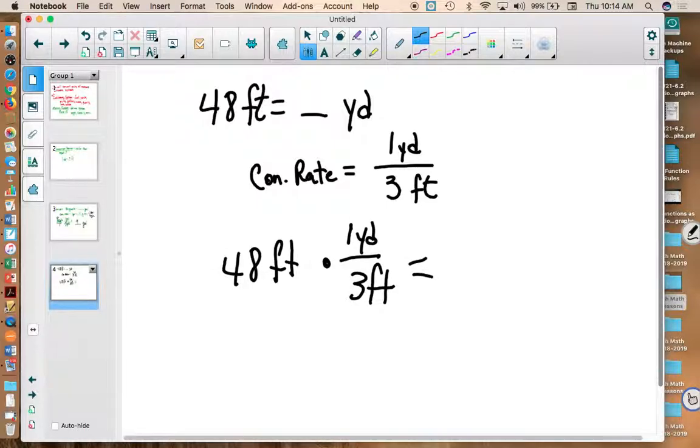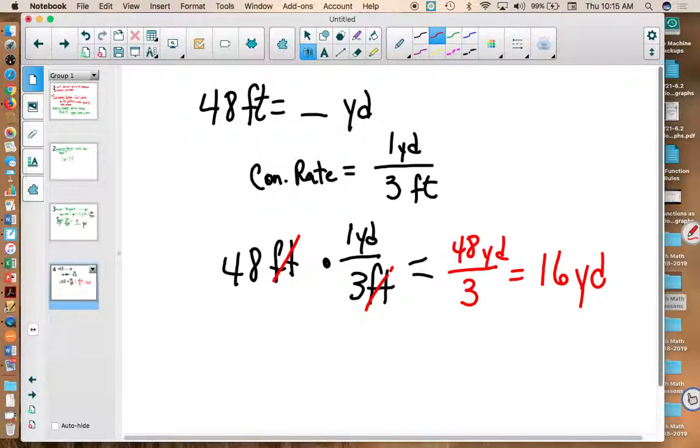What's going to cancel out? The feet are going to cancel out. Okay, so now you have 48 divided by 3, and this is yards, because 48 times 1 yard would give me my yards, right? So what's 48 divided by 3? 16? And I keep the label.